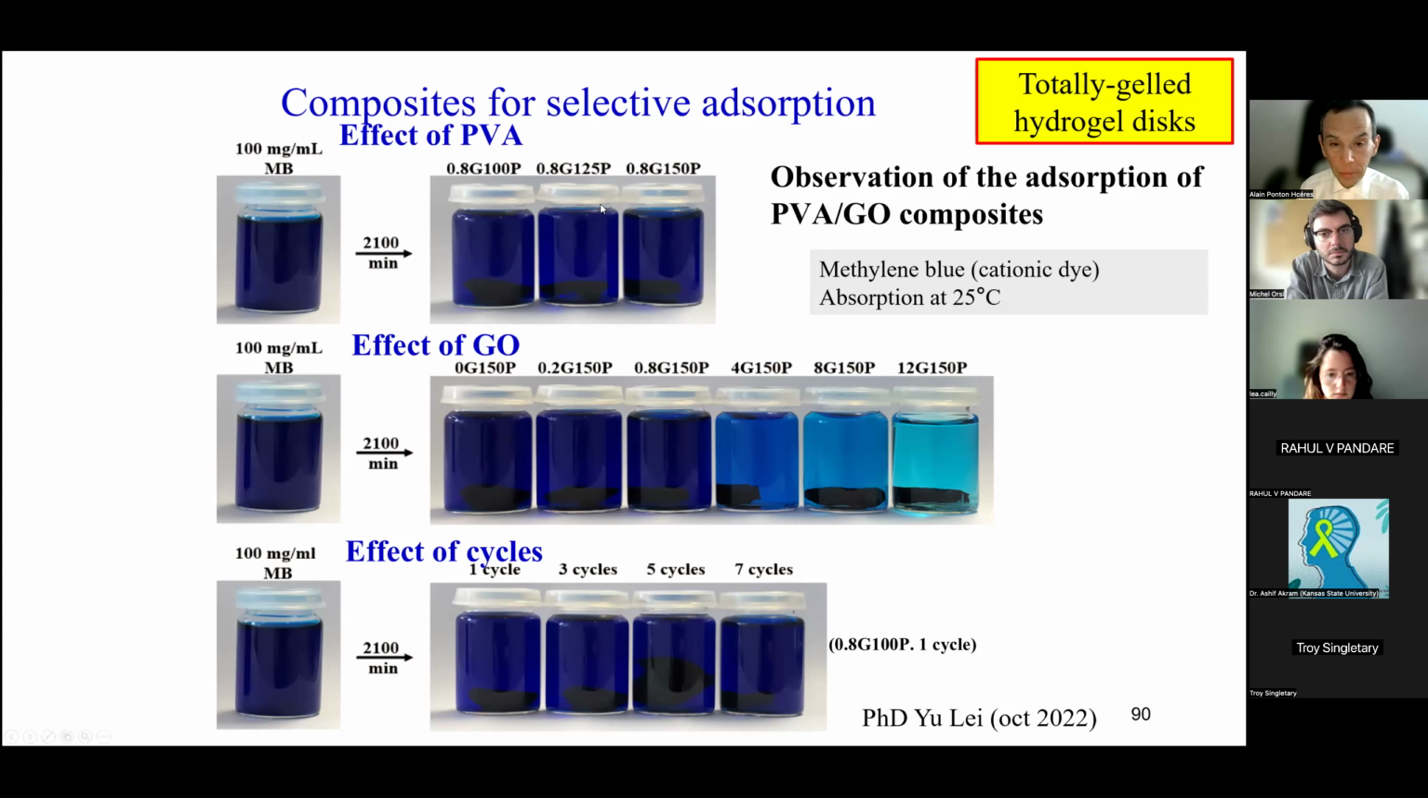So macroscopically, you can see when you increase the concentration of polymer matrix PVA, or the number of cycles, the increase of absorption is not so clear. But when you increase the concentration of graphene oxide, you can observe an increase of absorption, studied by immersion of the composite in a dye solution. So, of course, we perform some quantitative measurements.